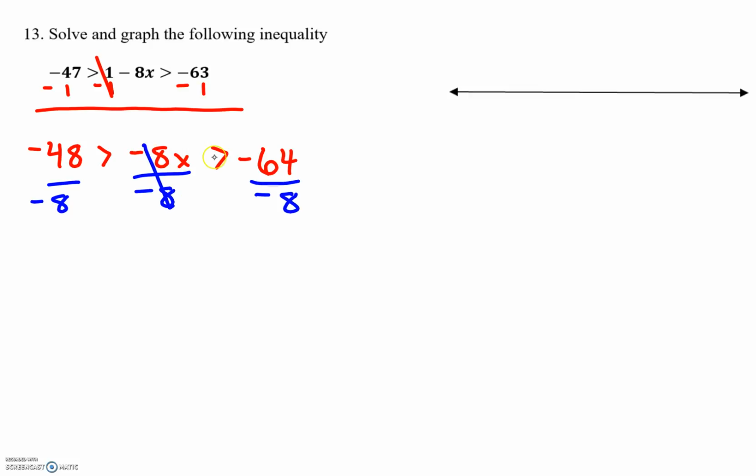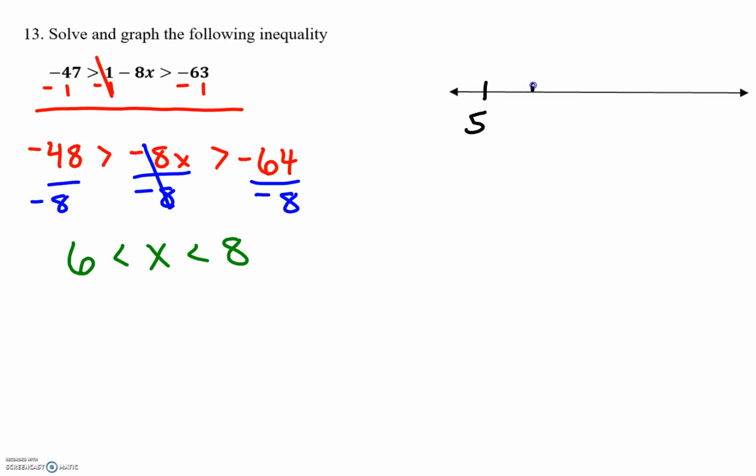Remember, when I divide by a negative, my signs switch. So right here, I'm switching my signs already. Negative 48 divided by a negative 8 is a positive 6. A negative 64 divided by a negative 8 is a positive 8. So the 2 numbers that I really do need on my number line are a 6 and an 8.